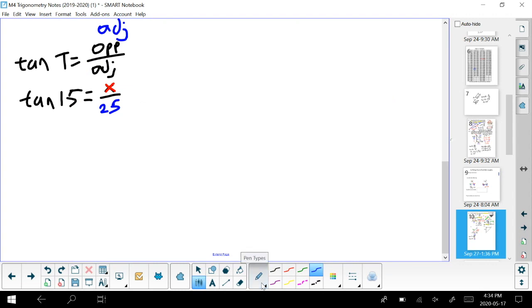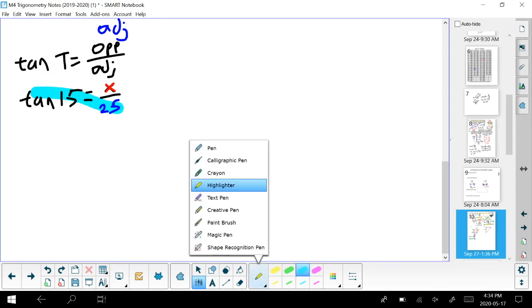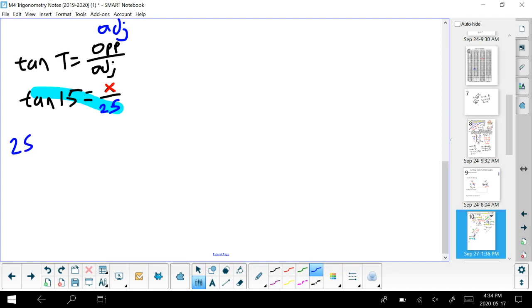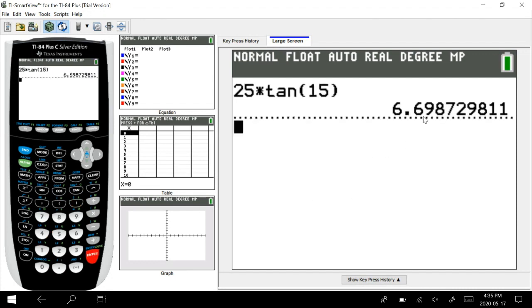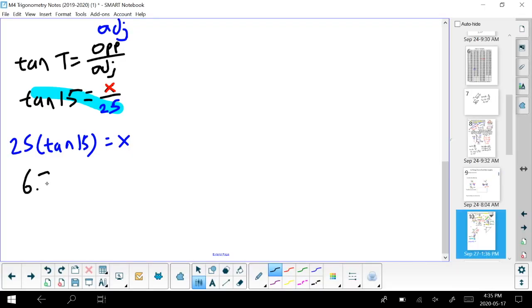We are going to cross multiply, or we can really just get rid of the denominator there. So we'll multiply those two together. And we end up with 25 times the tangent of 15 is equal to x. So let's plug that into our graphing calculator. 25 times the tangent of 15. And that gives me 6.7 once I round it. So 6.7 centimeters is equal to x, or x is equal to 6.7 centimeters.